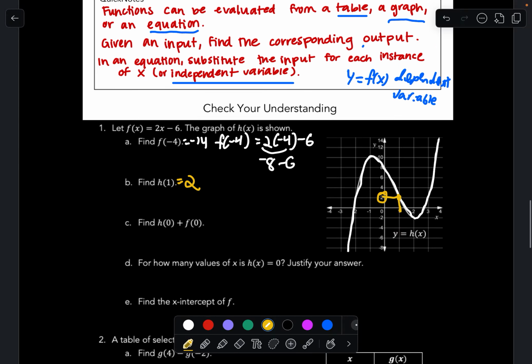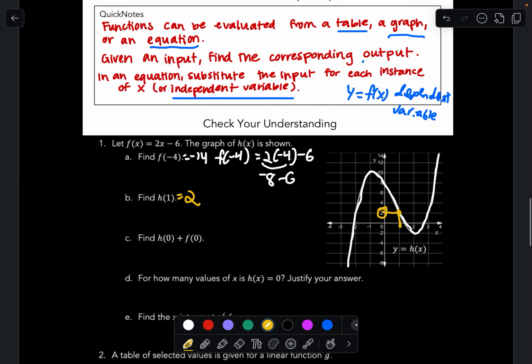Now they're asking you to find h of 0 plus f of 0. H of 0 is from this equation right here, 2x minus 6. So h of 0, no, that's f of 0, so my bad. Well, we do need f of 0. So f of 0, you just plug 0 in for x, which would be 2 times 0 minus 6, which is -6. And then h of 0 you get from the graph when x is 0, which is the y-intercept, and it's right there, and it's 8. So h of 0 is 8.